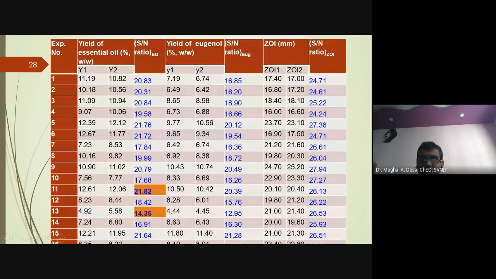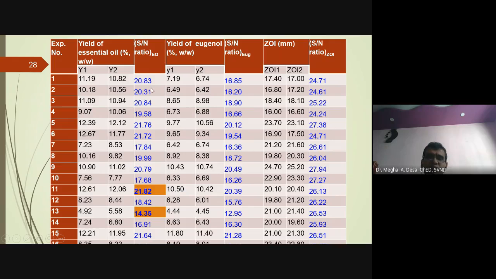Now the Taguchi method is not used. Now we are using the gray relational analysis. Why? Since we have three signal to noise ratios, I need one more column where only one response is shown, which combines essential oil, eugenol, and zone of inhibition. So for that, the first step is normalize. After normalizing, find GC. After finding GC, go for GRG. So how it is done, that we'll see.